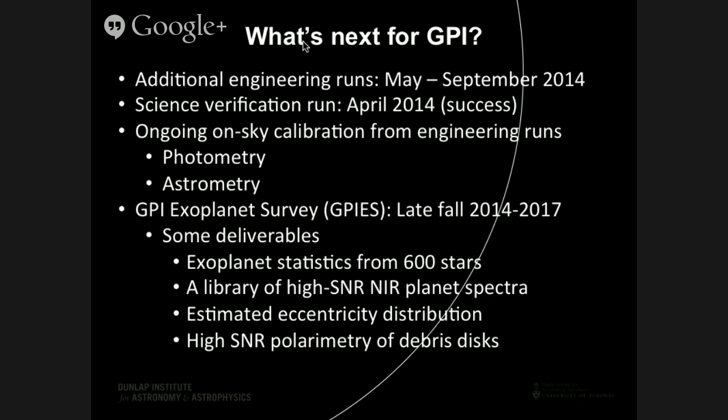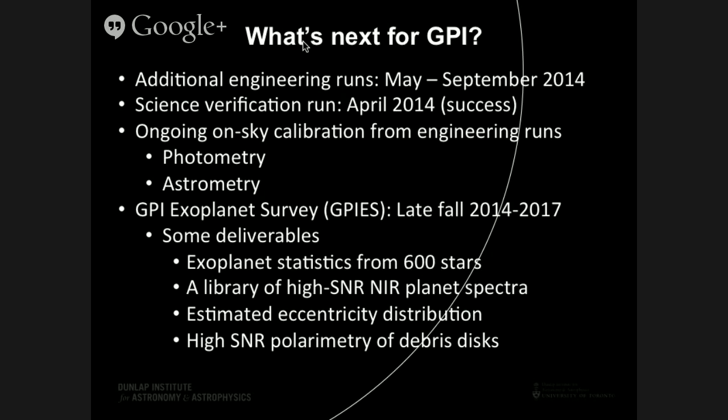So we named this survey the GPI Exoplanet Survey, GPIES. So this is going to hopefully start in November, and it's a 3-year campaign. It was a 900-hour time that was given to us by Gemini to do this survey. So what we're going to do is survey 600 stars looking for directly imaged exoplanets. The star list has basically already been selected.